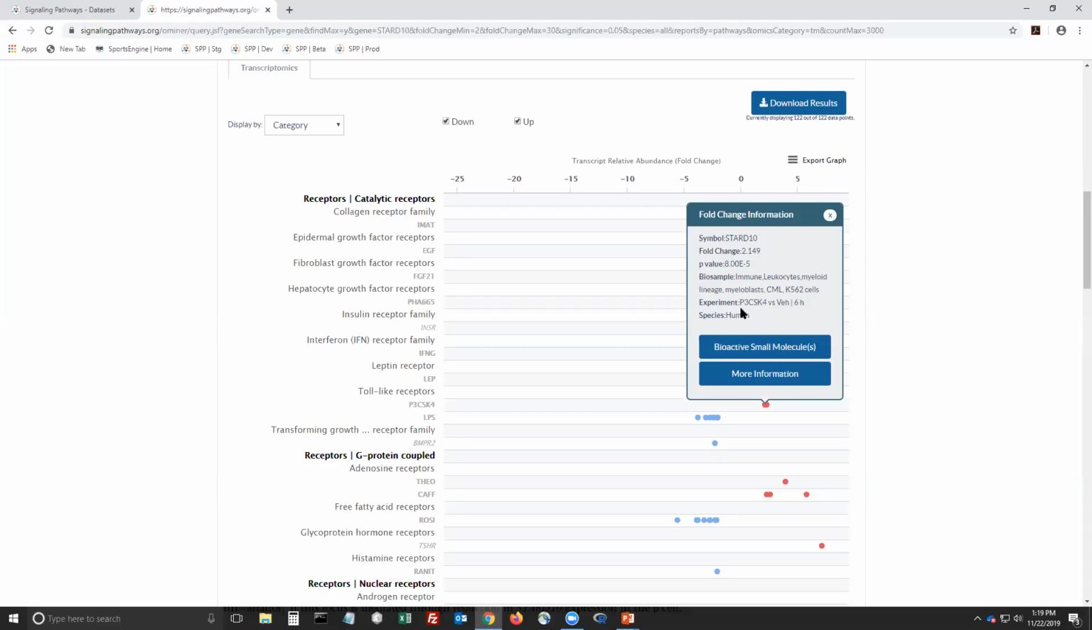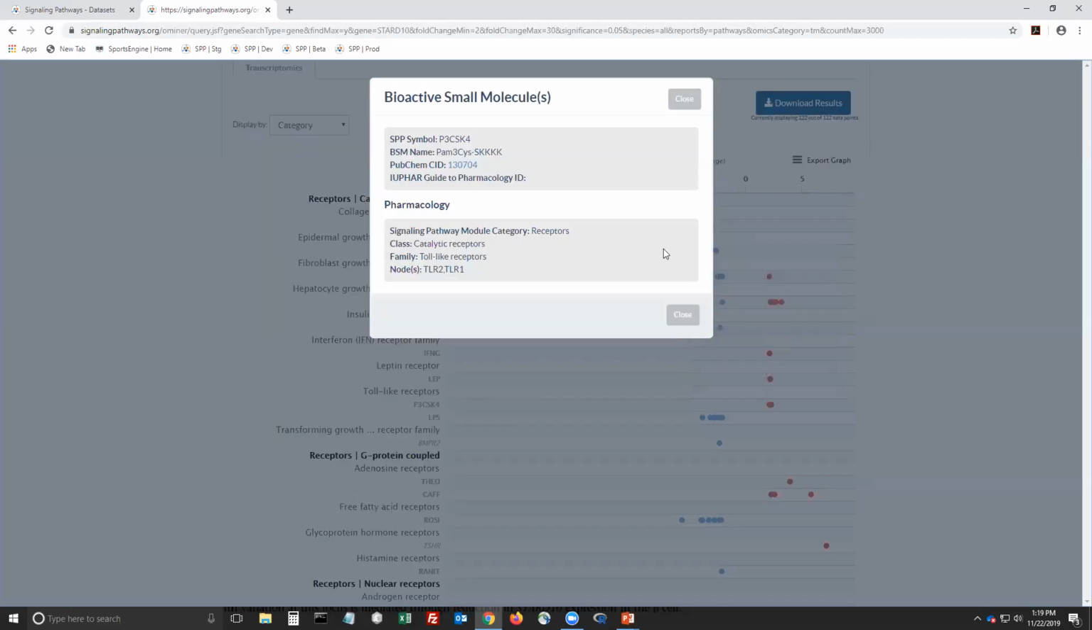So let's say, for example, you don't know what P3CSK4 is. We have links here to a bioactive small molecule, and this gives you a link directly to PubChem. So you can find out exactly what P3CSK4 is if you're not already familiar with that molecule. And you can see from its pharmacology that it is a TLR2 and TLR1 receptor agonist.